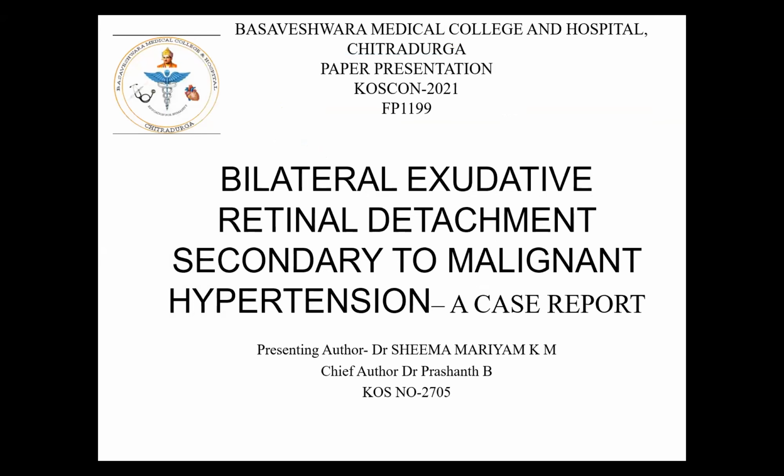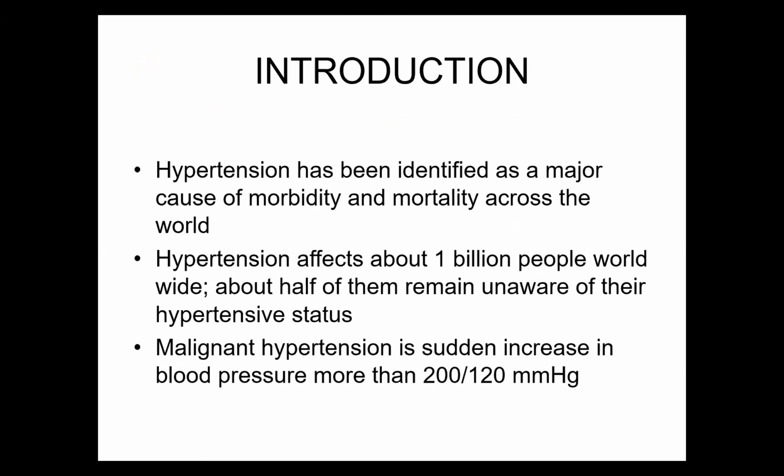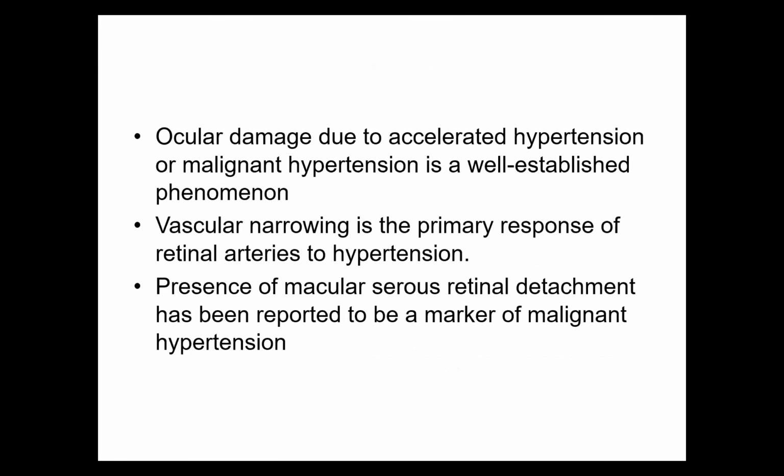Myself, Dr. Shima Mariam, ophthalmology resident, presenting a paper on bilateral exudative retinal detachment secondary to malignant hypertension. Hypertension has been identified as a major cause of morbidity and mortality across the world. It affects about 1 billion people worldwide, and about half of them remain unaware of their hypertensive status. Malignant hypertension is a sudden increase in blood pressure to more than 200 systolic with 120 diastolic millimeter of mercury. The ocular damage due to accelerated or malignant hypertension is a well-established phenomenon. Vascular narrowing is the primary response of the retinal arteries to hypertension. The presence of macular serous retinal detachment has been reported to be a marker of malignant hypertension.